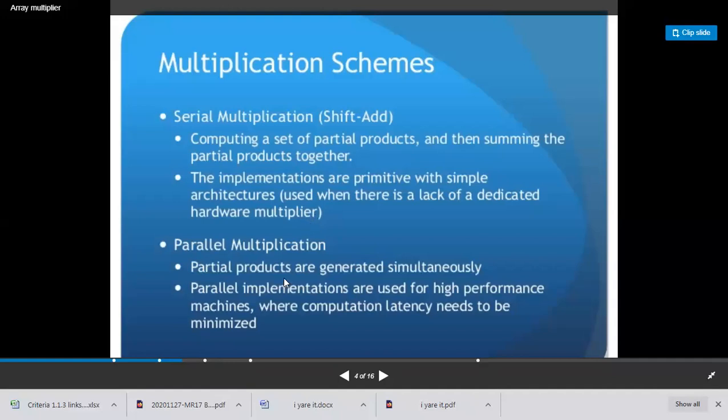Okay. In your syllabus there are two types: serial and parallel multiplier. In parallel multiplication, the partial products are generated simultaneously, the entire thing is generated at once. Parallel implementations are used for high performance machines where computation latency needs to be minimized.